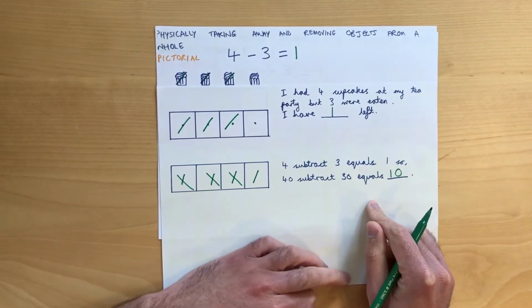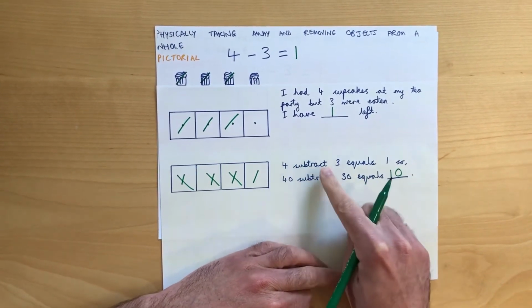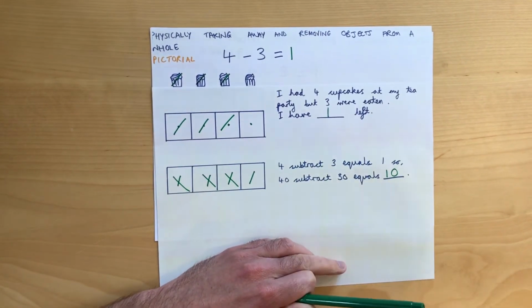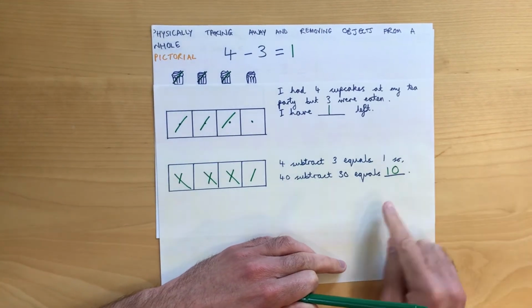And hopefully you should see a connection between 4 subtract 3 and 40 subtract 30. Lots of you will notice that all of these numbers are 10 times bigger.